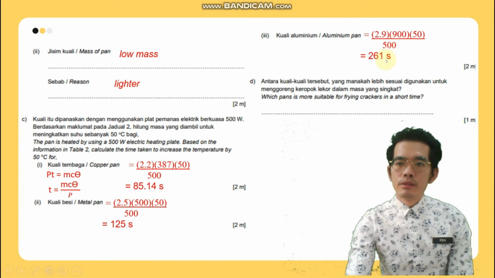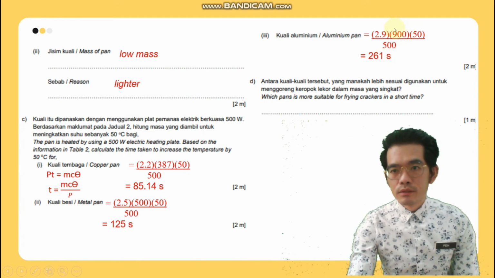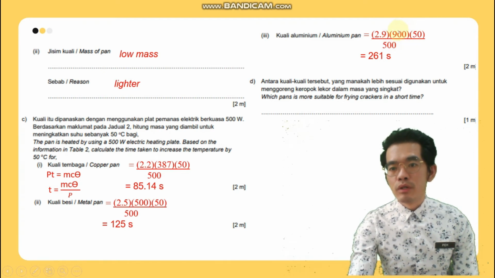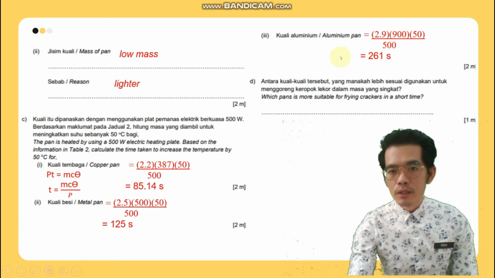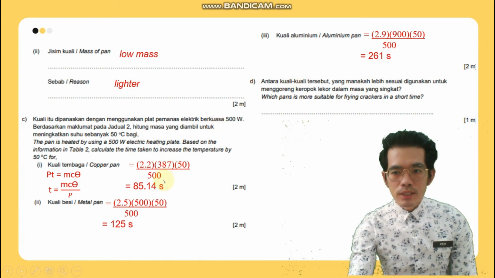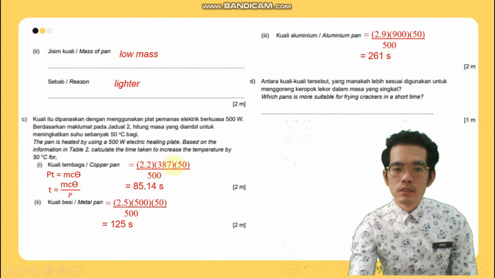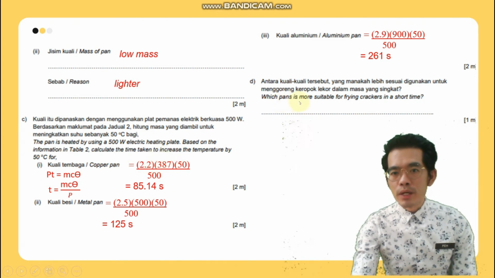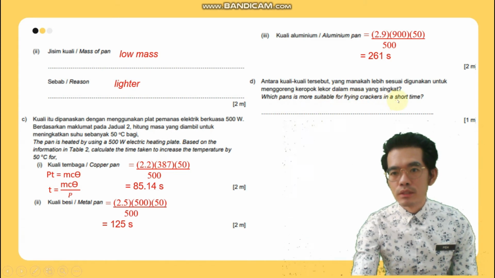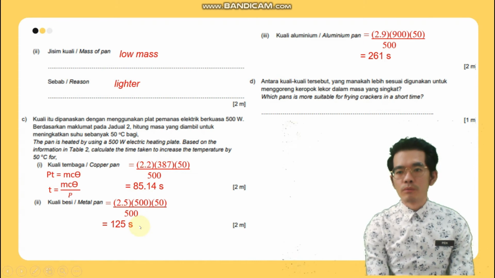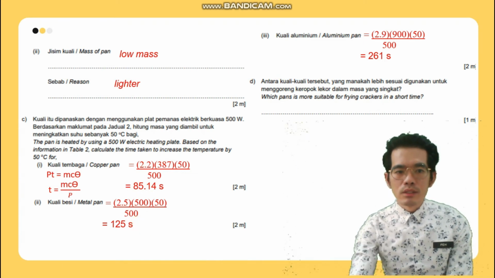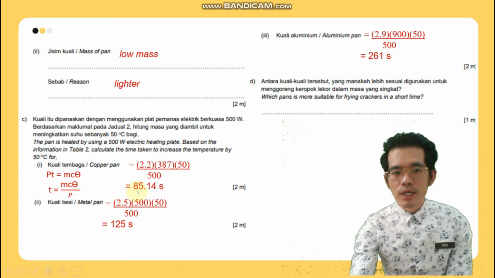Okay, so we get 261. So as per expected, as the value of specific heat capacity is bigger, the material will take longer time to become hotter. Okay, so that means here the shortest time to achieve the temperature we needed is copper pan, as it has the smallest specific capacity. Okay, so which pan is more suitable for frying crackers in a short time? Referring to calculation from question C, we are sure that the answer is copper, which is only using 85.14 seconds.